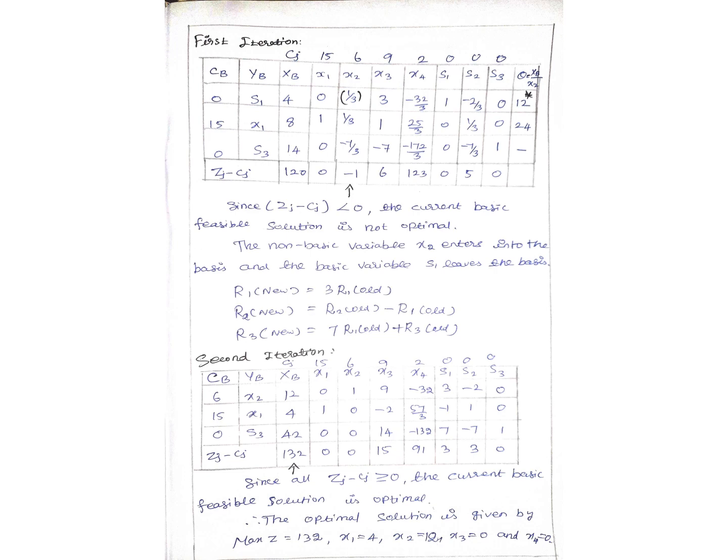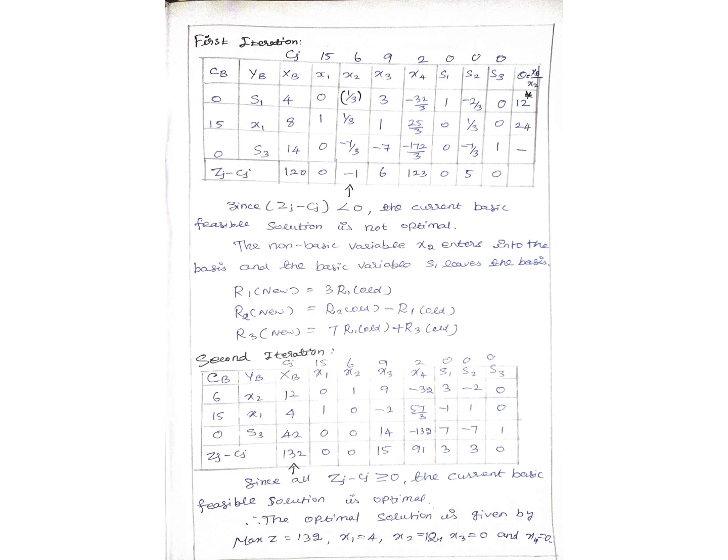So next one, we have to find out the Zj minus Cj values. So 6 into 12 plus 15 into 4 plus 0 into 42 minus 0, which is equal to 132. So next one, 6 into 0 plus 15 into 1 plus 0 into 0 minus 15, which is equal to 0. Next one, 6 into 1 plus 15 into 0 plus 0 into 0 minus 6, which is equal to 0.